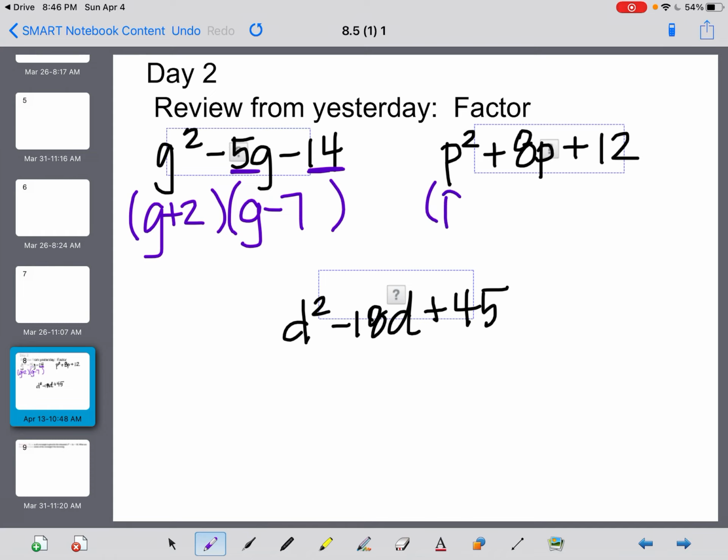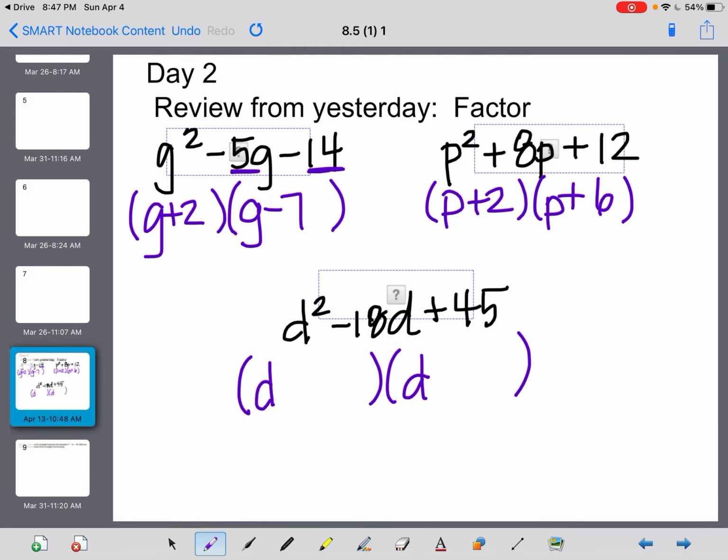Okay, over here I need a p in each, and I need to multiply to be 12, but add to be 8. So I have a positive 6 and a positive 2. Okay, down here I have a d for each, needs to multiply to be 45, but add to be negative 18, so I have a minus 3 and a minus 15.